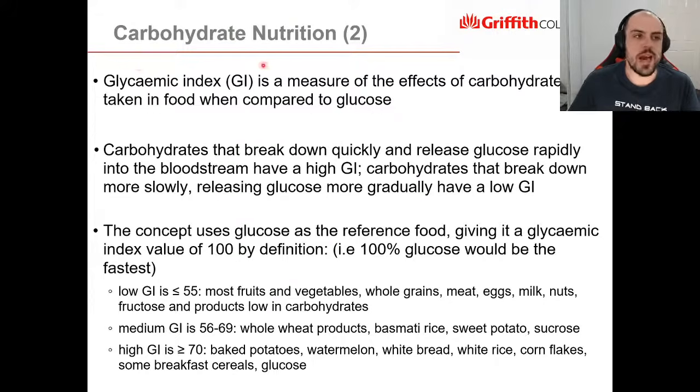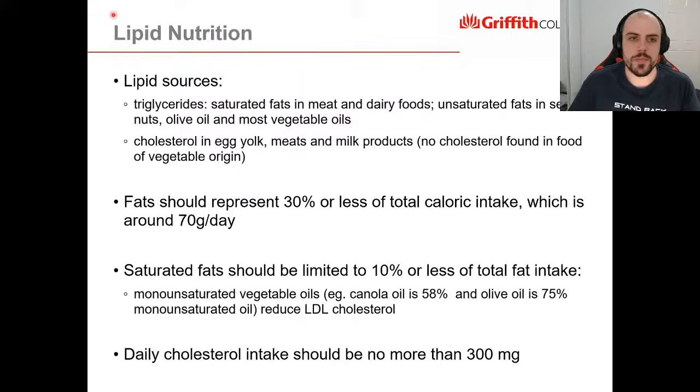So that's carbohydrates. Now we have lipids. Lipids are our fats, and they should be quite low in terms of our dietary intake, around 10% or less.